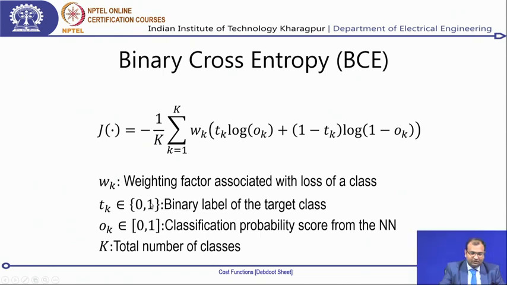On the other side is the classification probability score from the neural network. Now, Tk is just a value of 0 or 1; you do not have a floating point value there. There is no continuous value in the range of 0 to 1. Whereas, whatever is coming as the predicted output of the neural network can have any value in the range of 0 to 1.